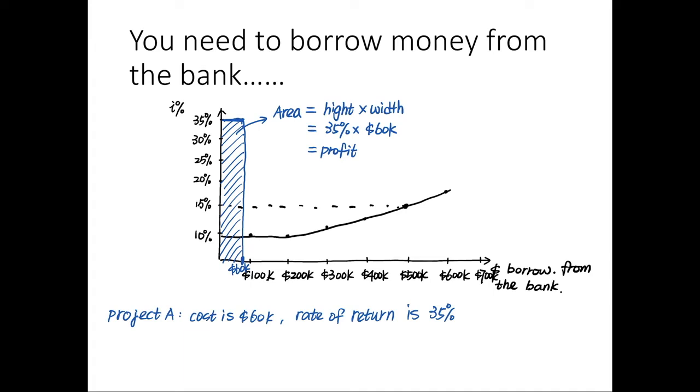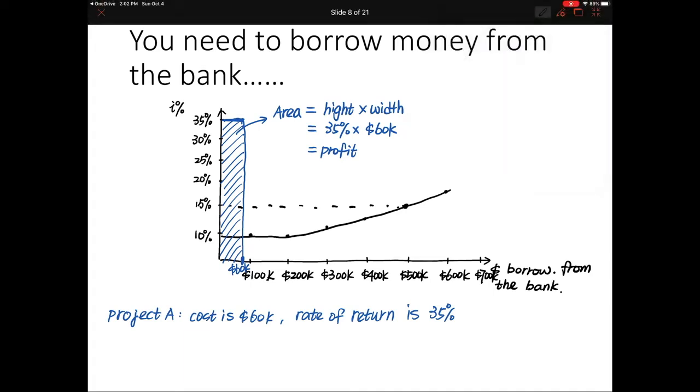And then what is the area of this black rectangle? The same, it is the height times the width. The height is 10%. The width is 60K. So what is that? That is the interest you want to pay back to the bank.